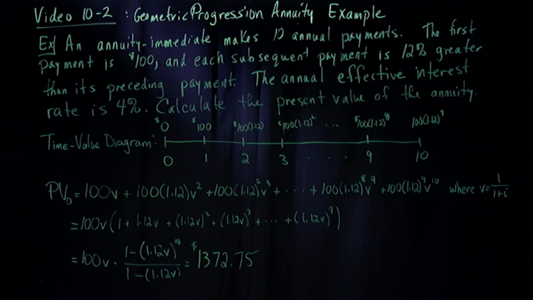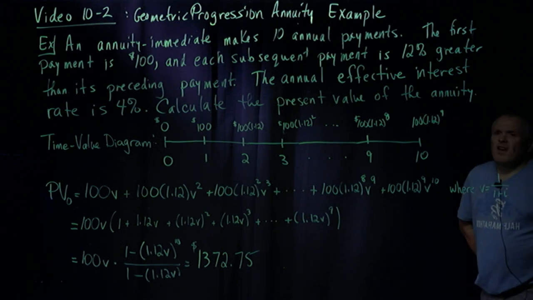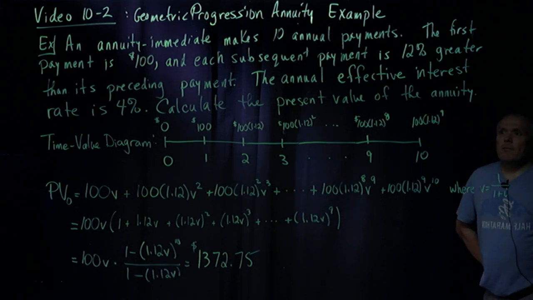So I wanted to go through an example illustrating the concept that we just talked about in the last video, when we're looking at geometric progression annuities. Take a second to write down the problem, and then we'll get started.